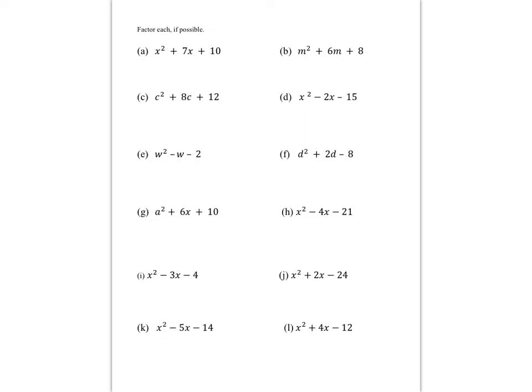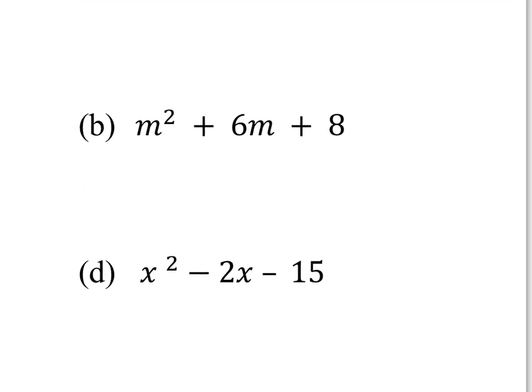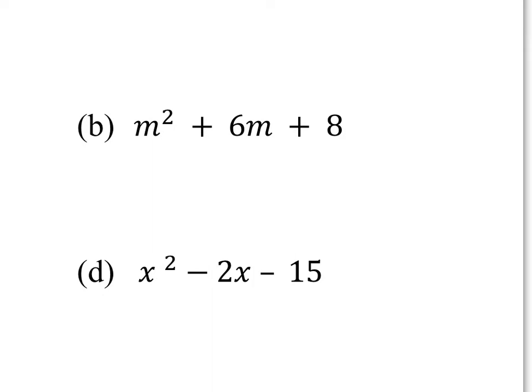Now for this method to really make sense, we're going to do multiple examples here, okay? And every time, I know I have multiple examples with different letters here, M, C, W, and D. I'm always going to just write in X because X is the easiest letter that I can write in. Sometimes my other letters get messy, right? So we already did A. Let's look at B here. We got M squared plus 6M plus 8.